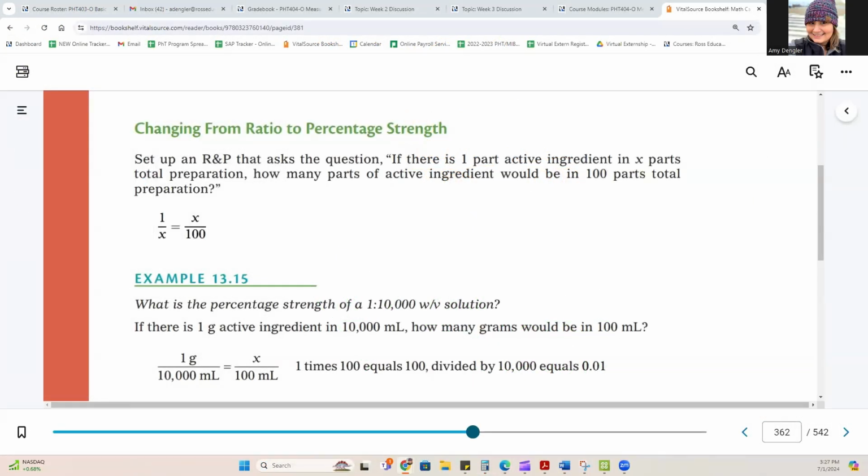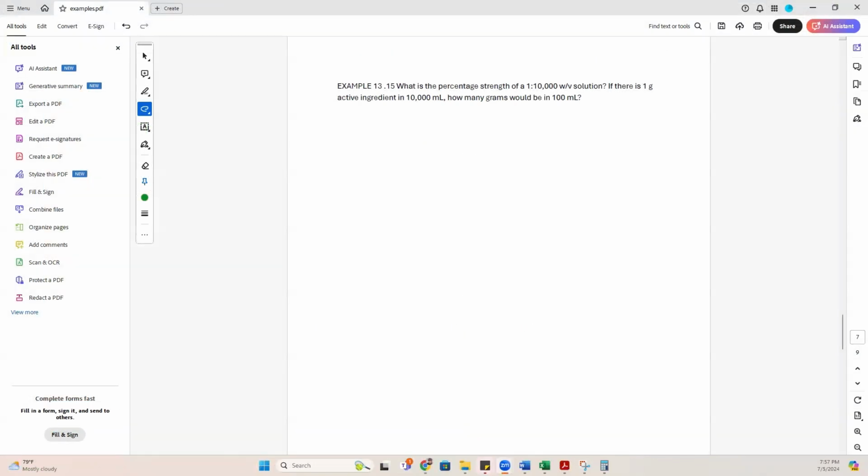Changing from ratio to percentage strength, we're going to set up a ratio and proportion that asks the question, if there is one part of active ingredient in X total preparation, how many parts of active ingredient would be in 100 parts total preparation? And we'll do example 13.15. Example 13.15, what is the percentage strength of a 1 to 10,000 weight volume solution?